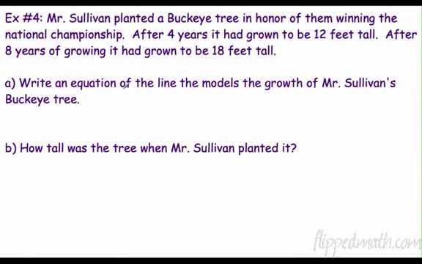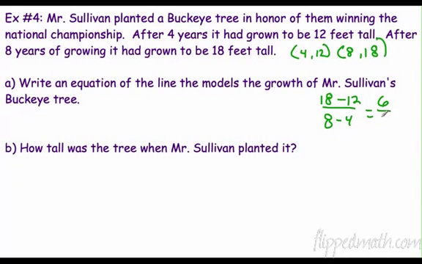So let's get some information out of this. 4 years and 12 feet, those go together like a coordinate. 4, 12, there's a point. How about after 8 years, 18 feet? 8 years, 18 feet. Okay? So now I can do everything I need. Can I find my slope? Sure. y2 minus y1, 18 minus 12, x2 minus x1, 8 minus 4. So that's 6 over 4, which reduces to 3/2. So we know my m is 3/2.